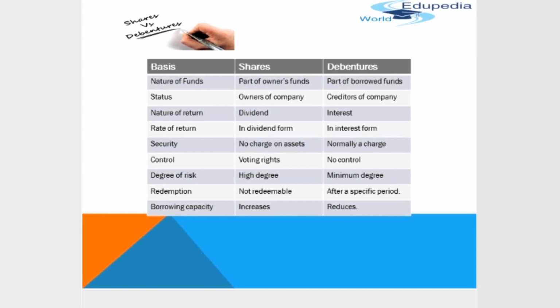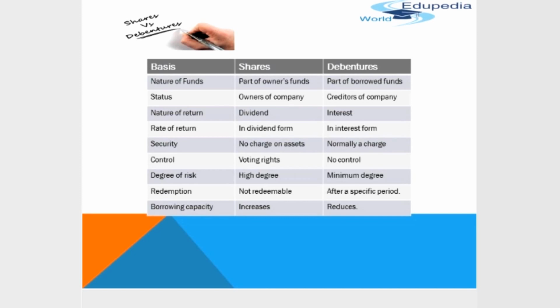Next point is control. Shareholders enjoy voting rights and they are the members of the company, owners of the company, so they enjoy voting rights, whereas debentures do not carry any voting rights. Next point is degree of risk. Shareholders bear a high degree of risk as return always depends on the profits of the company, and repayment of capital may not be there so easily. So higher degree of risk is there in case of shareholders, whereas debenture holders bear minimum degree of risk.